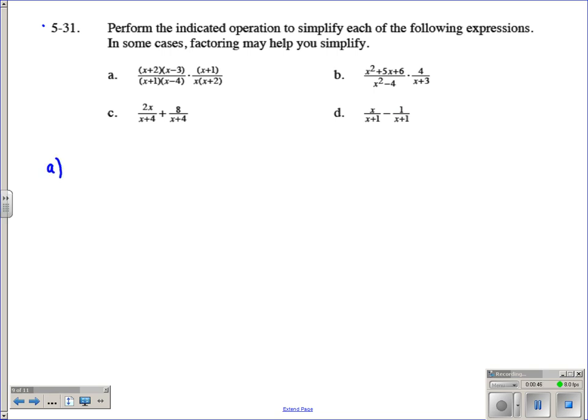Letter A. The quantity of x plus 2 times the quantity of x minus 3 all over x plus 1 times x minus 4, times x plus 1 over x times the quantity of x plus 2.